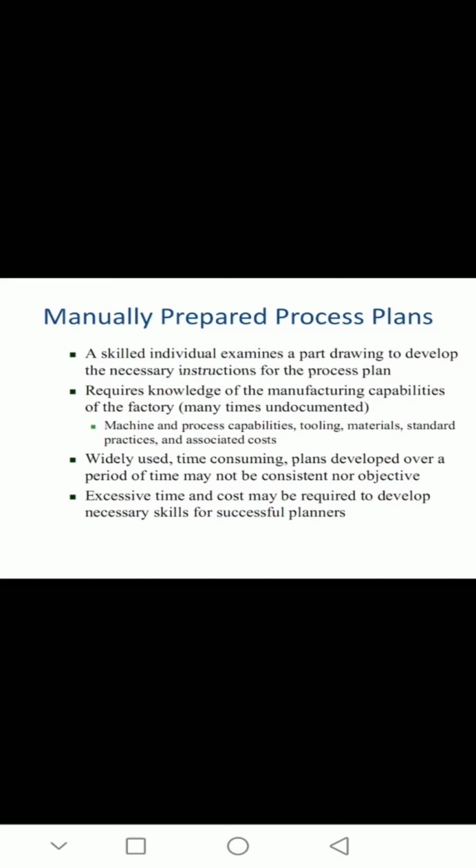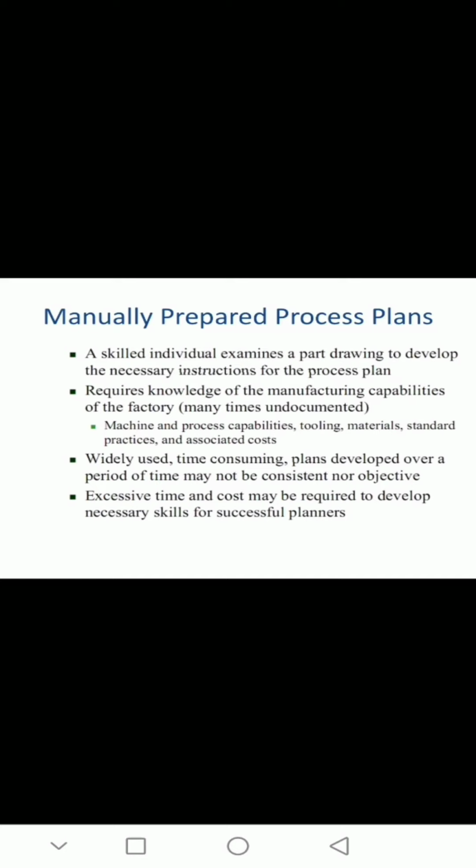So the manual worker will study the part drawing in detail so that the process plan can be prepared. He requires knowledge of the manufacturing capabilities of the factory. That is, he must know what machines are there, what process capabilities are available in that industry, what tooling and materials are available, the standard practices followed in that industry, and the associated cost.